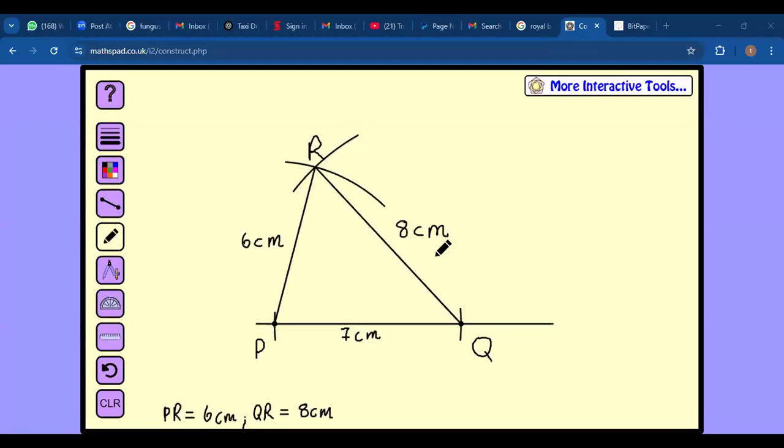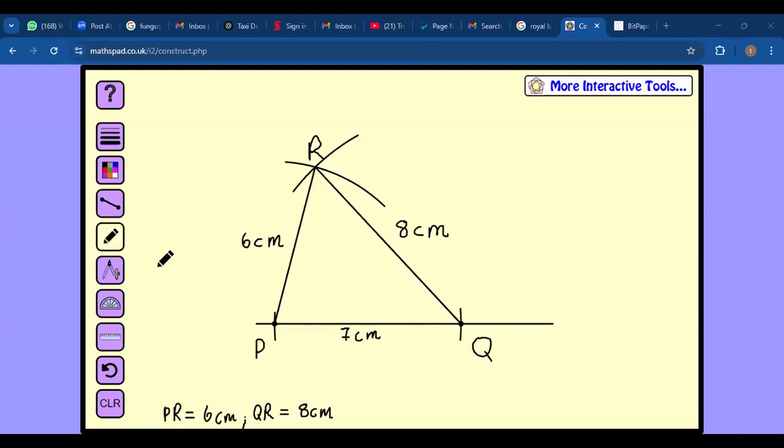Okay, let's go back here. We have the construction. So they want us to bisect. For those of you who have the instructions, they want us to bisect which side? The side what? PQ.